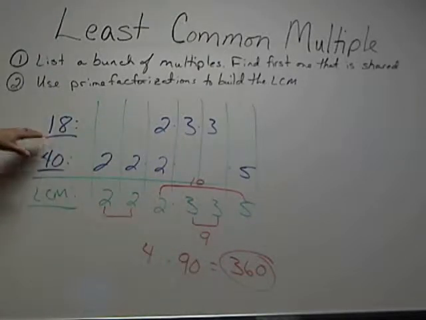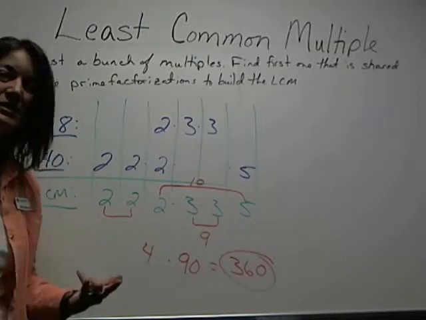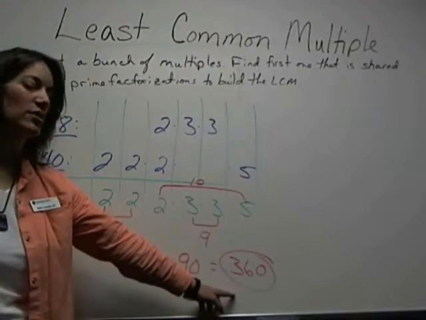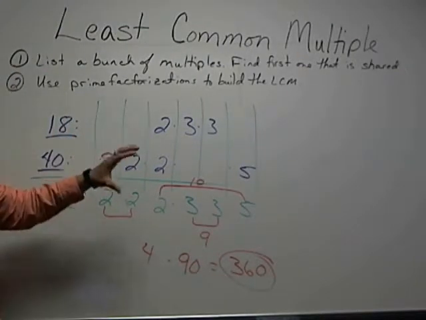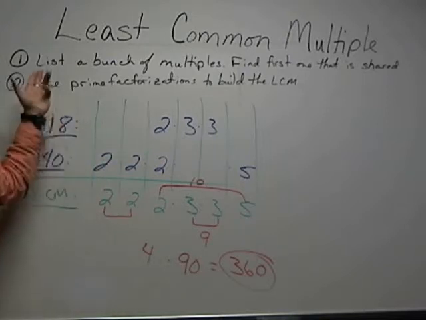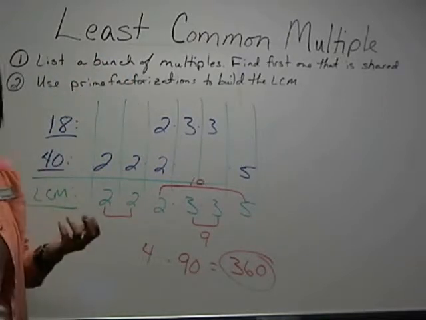If I had listed out all of these multiples of 18, I would need 18 all the way up to 18 times 20 to get my first multiple of 360. That's why it's nice to have this way of finding a common multiple instead of just listing out your multiples, as our first option was.